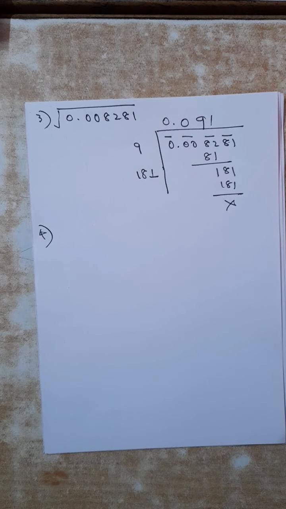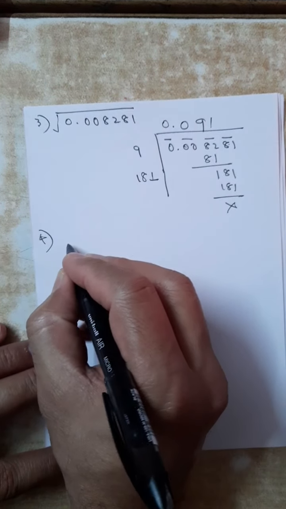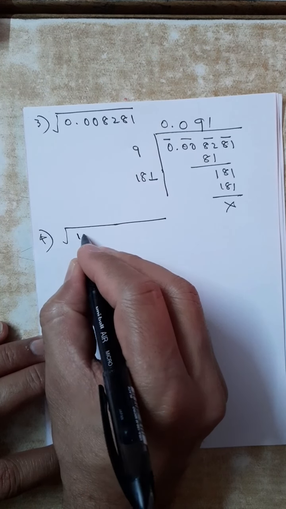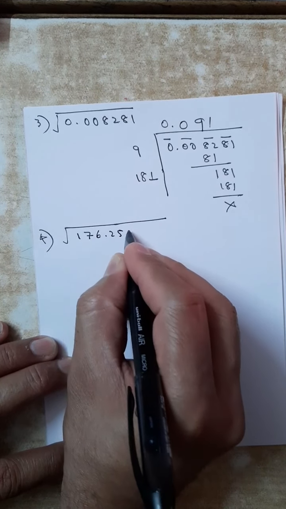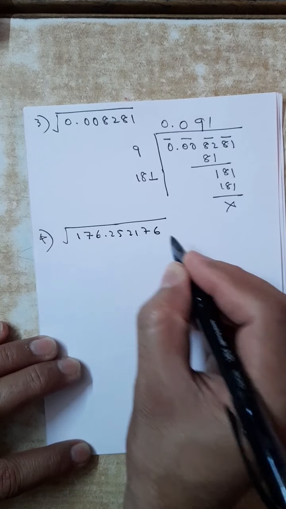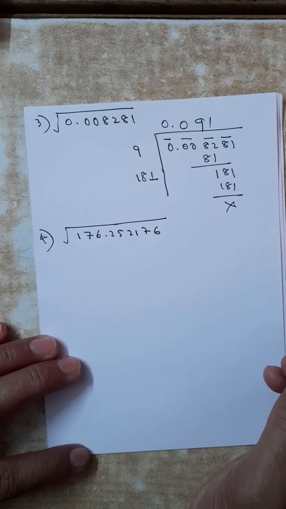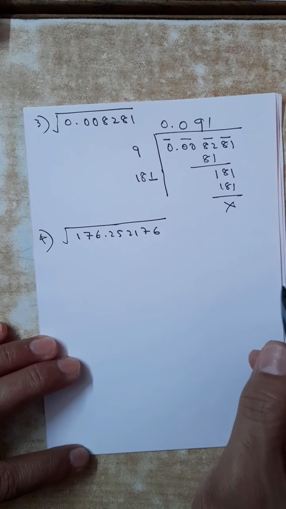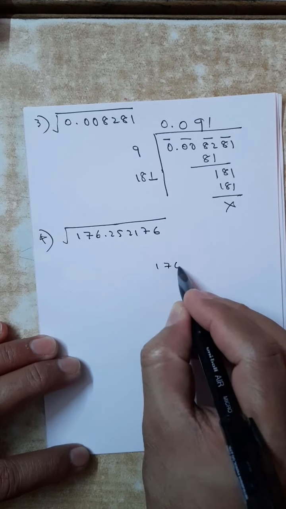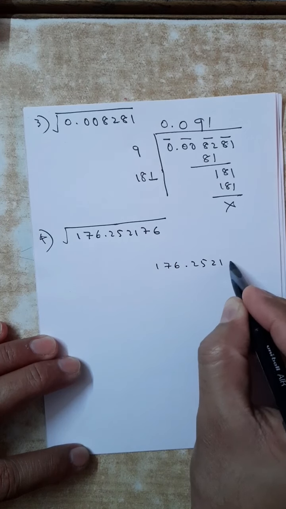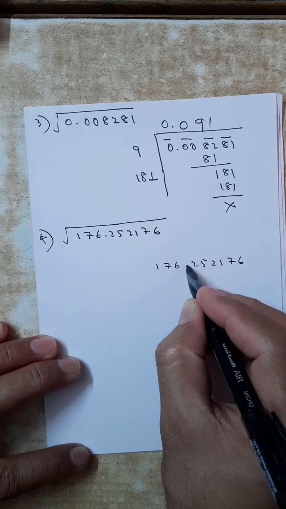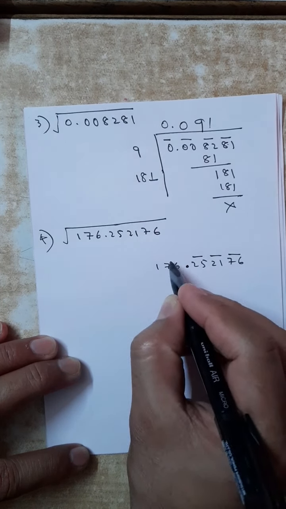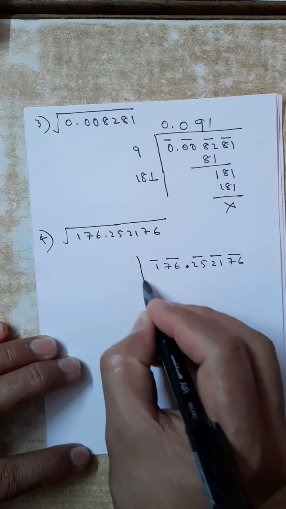Again we will take a big number. Question is 176.252176. Grouping from the point: 25 one group, 21 76 next group, and 1 another group.